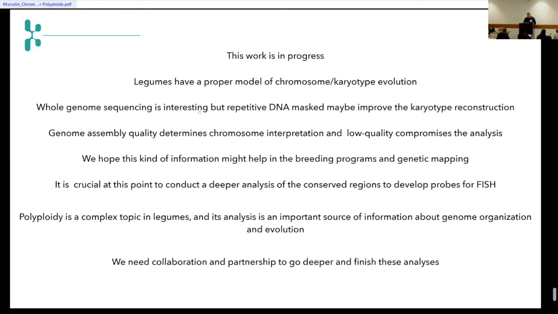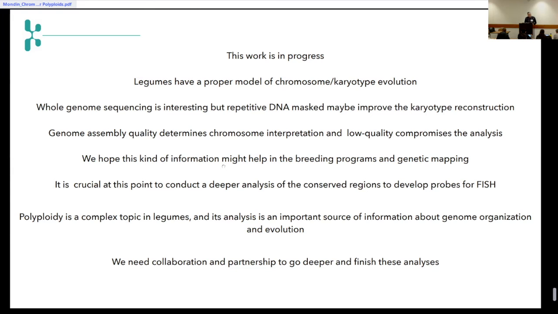Another point, back to here: we are using the whole genome, which means I am including the repetitive DNA in this first analysis, and of course it would be interesting to mask the sequences and use only the position of the genes to make the same comparison. I hope to do this soon.